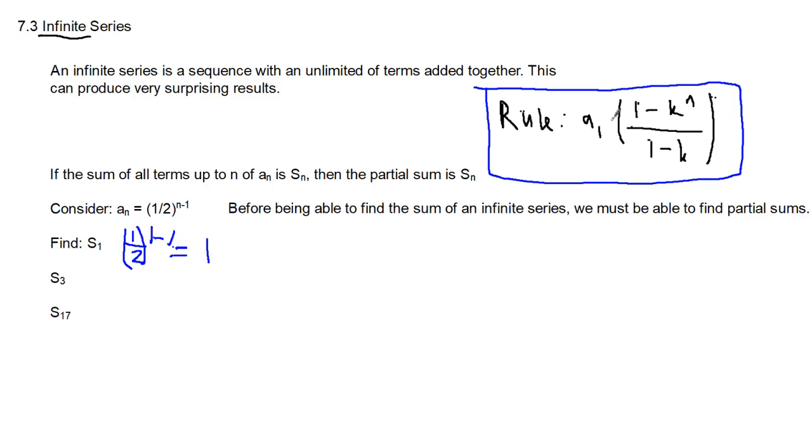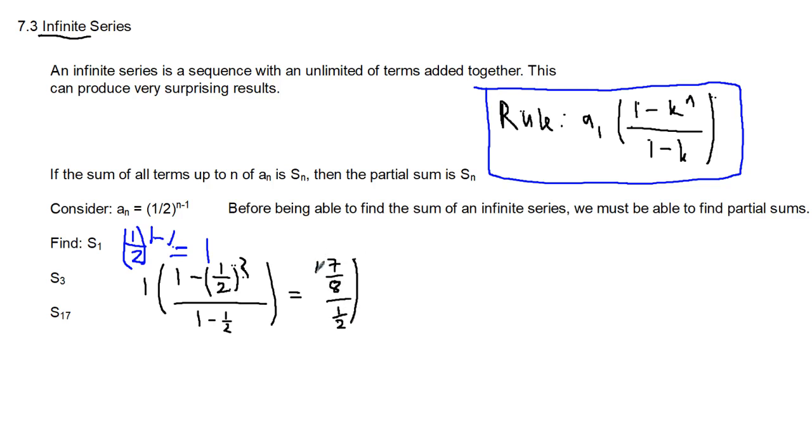Next is s sub 3. Okay, we can start using the formula now since we have s sub 1. So that's 1 times 1 minus 1/2 to the 3rd power over 1 minus 1/2. And 1 minus 1/2 to the 3rd power is 1 minus 1/8, which is 7/8. And that's over 1/2. If you know regular skills, you can solve that. That is equal to 14 over 8, which is 7 over 4, or 1.75.